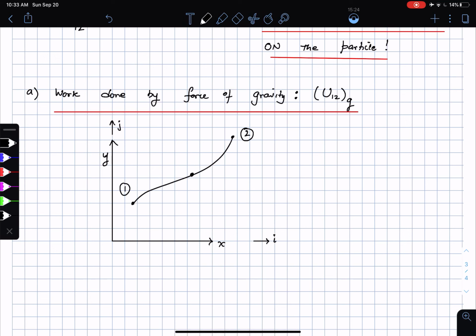So at position 1 the height of this particle from the x-axis, let me call this height y1. At position 2 the height from the x-axis, I'm going to call it height y2. Let me make sure it extends here. So this is the height y2. And then at some arbitrary point in time, the height of the particle is going to be some height y. And so here is the particle at some arbitrary point in time. This is position 1, this is position 2.